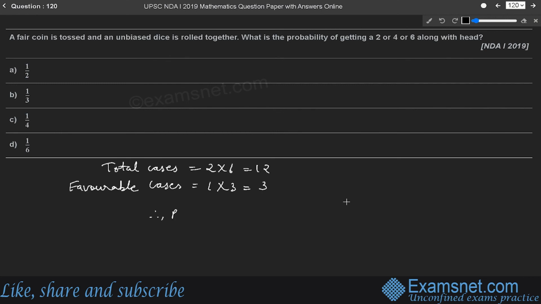Therefore, the required probability will be favorable cases upon total cases. So it will be 3 by 12, so 1 by 4. So this is the required probability for the given question. I hope it is clear to you. All the questions that come from probability are very simple. Therefore, the correct option for this question is option number C, which is 1 by 4.